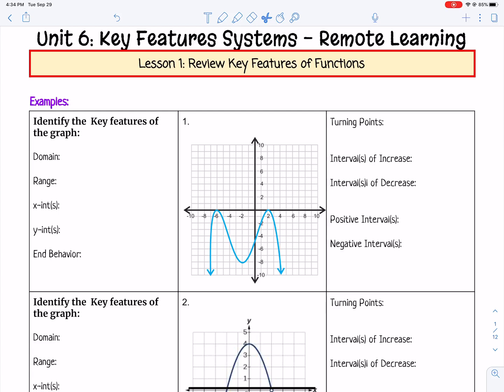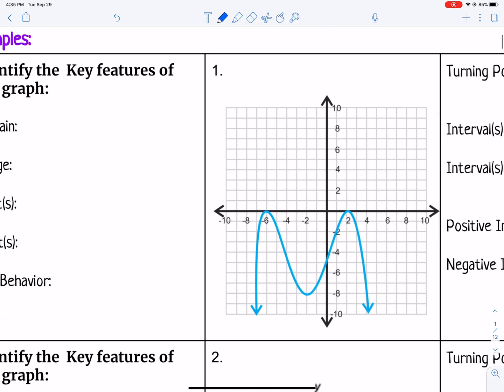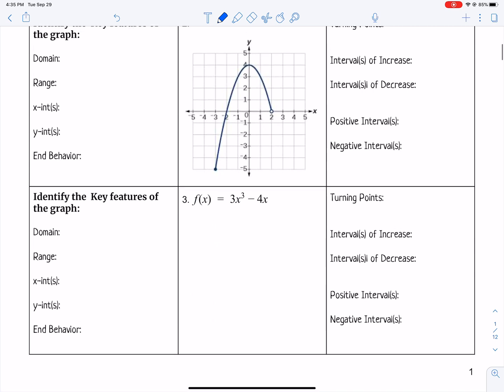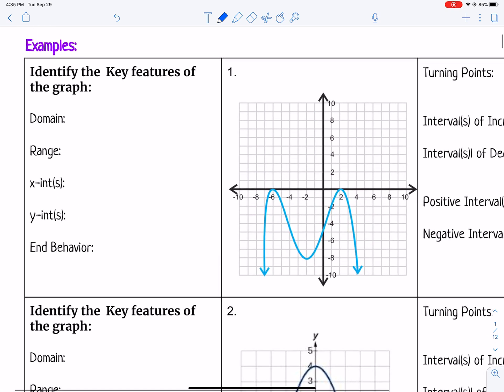In this video, we're going to review some key features of functions. So we're going to take a look at a couple of examples to get us started. For example 1, they've graphed the polynomial for us, but if in an example it's not already graphed, you can type it into Desmos and look at the graph in order to pick everything out.